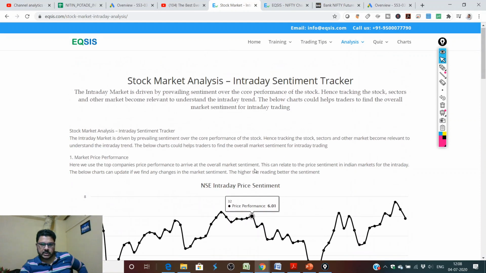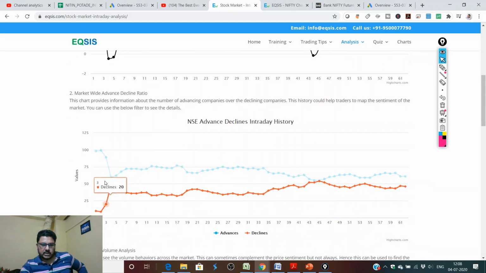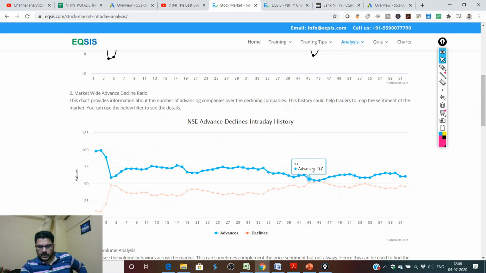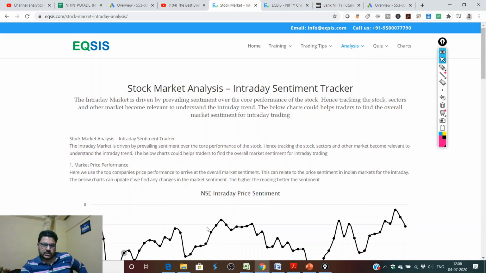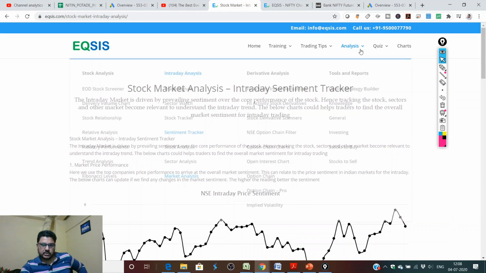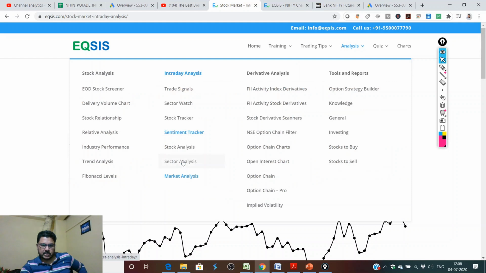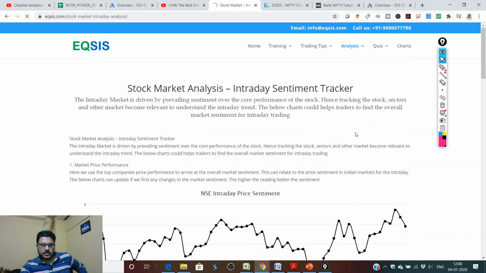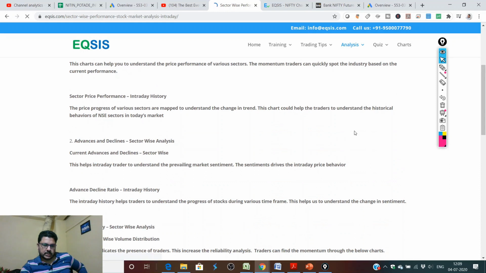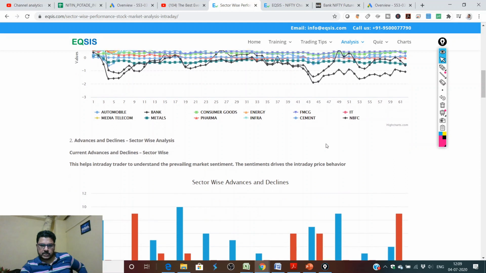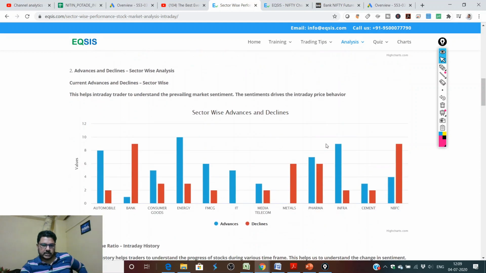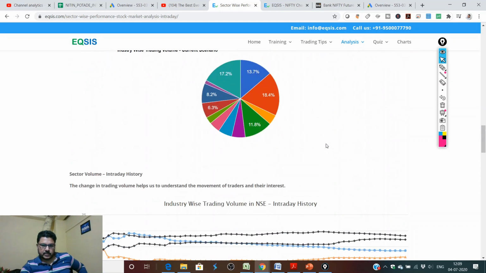Advance and declines is what I watch mostly to see if advances are high or declines are high. So we have to see that if declines are high, then I would see that the market is turning bearish. Okay, there can be a reversal also. It is not only a tool which you have to use for analyzing. There are many other analysis you can do. So it is a pretty decent site. You can get to see sector-wise performance, sector-wise advance and declines, and a lot of stuff.